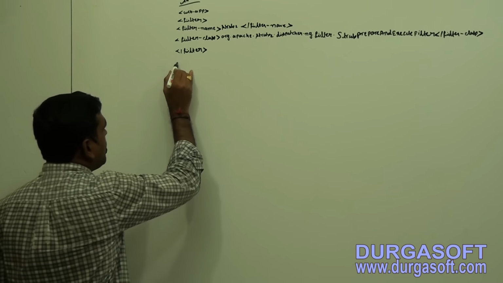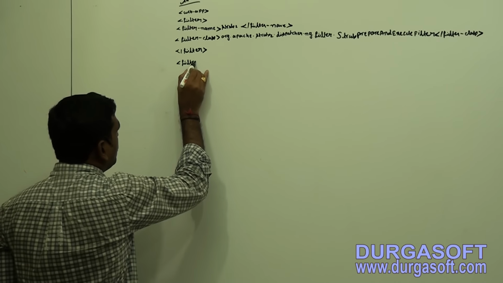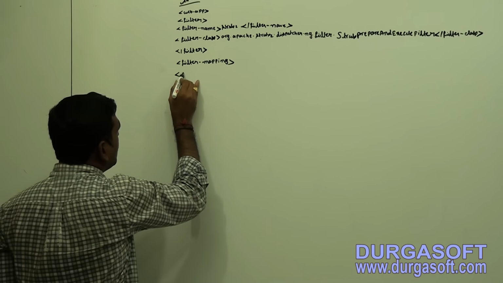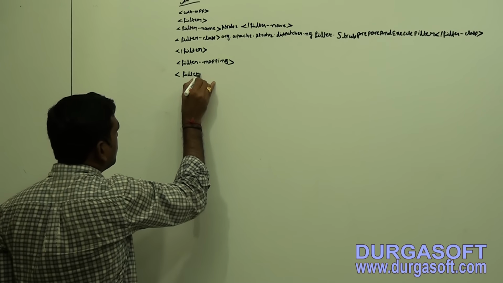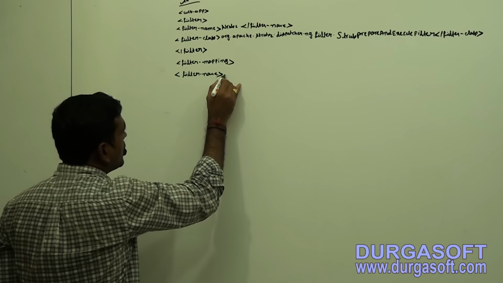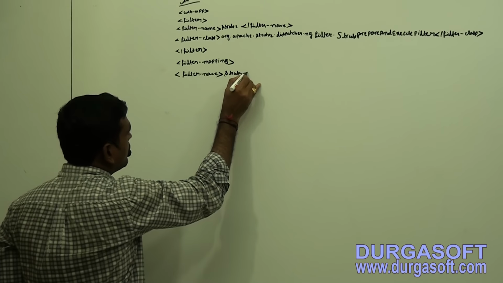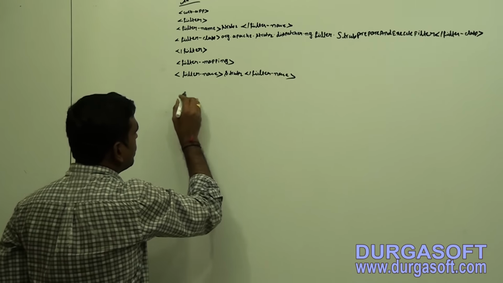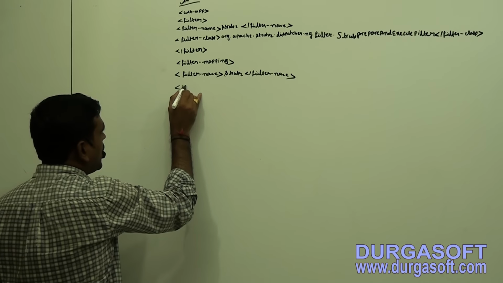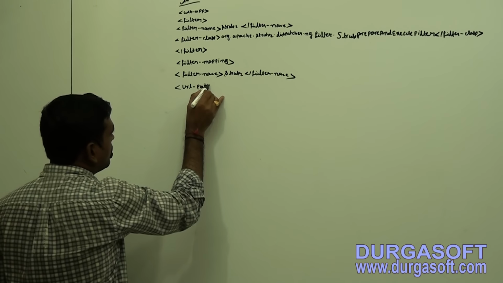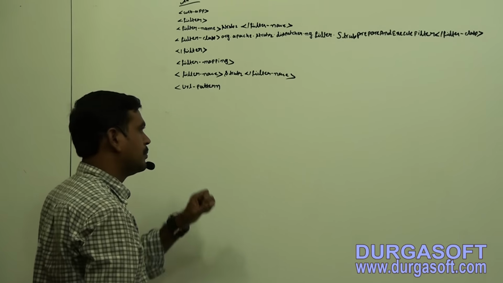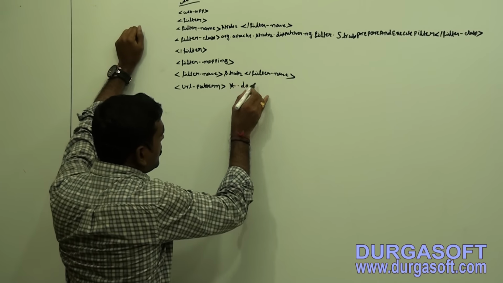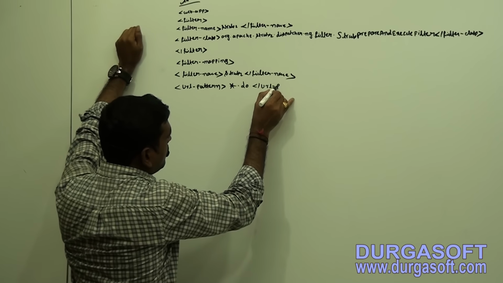Then next, after that, filter mapping. Under that, filter name struts2. Close the filter name. Then next, URL pattern. Under that, for example *.do, this is the extension match. Close the URL pattern.